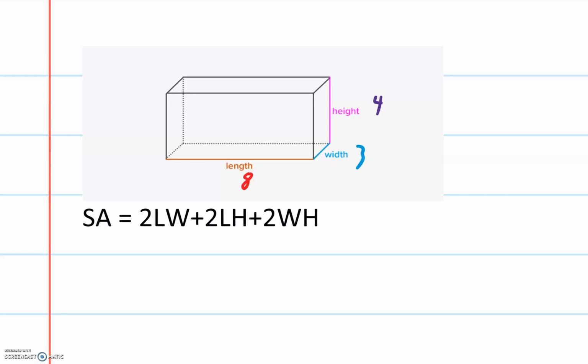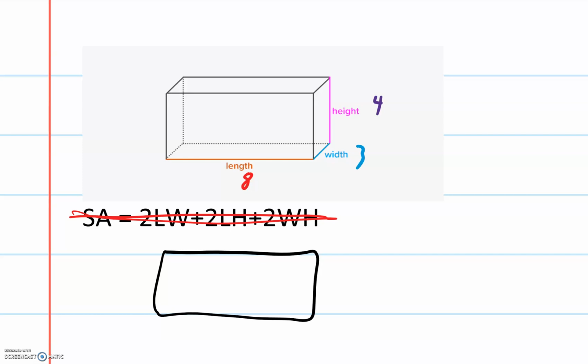What do we do to get our surface area? Well, let's think back, before you even look at this formula, to what the surface area of just a regular rectangle is. Well, it's width times length. So we can think about this rectangular prism as a series of rectangles.